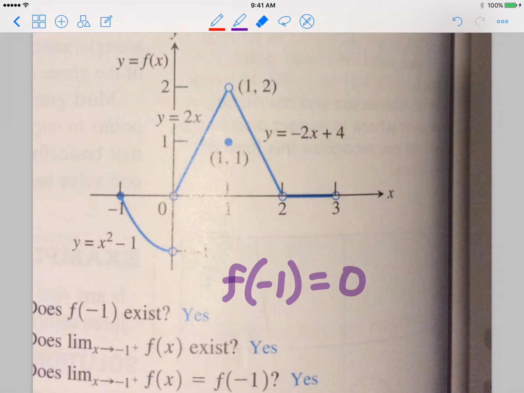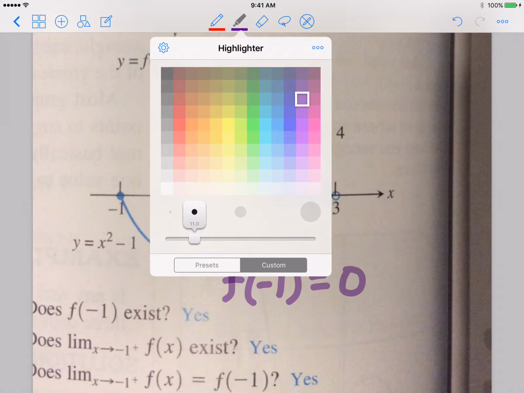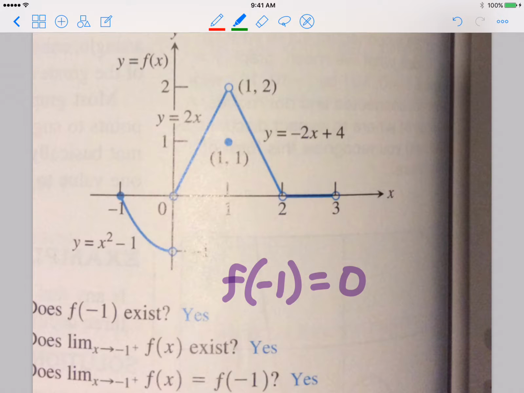Question B, does the limit of f of x as x approaches negative 1 from the right side exist? Once again, let's take a look at my highlighter right here. So we're approaching negative 1 from the right side. Does the limit exist from the right side? Yes, it does. That limit happens to be 0 as well.